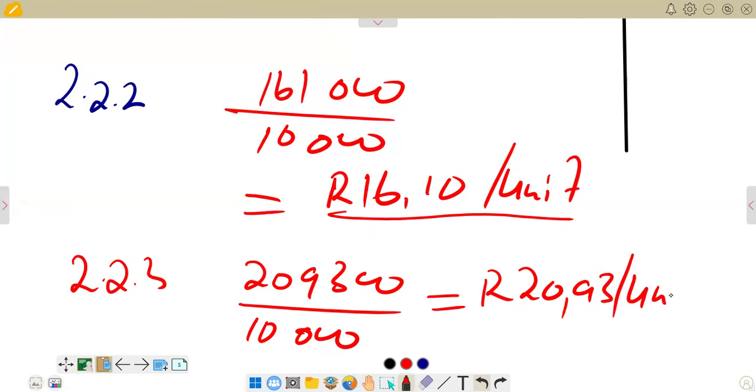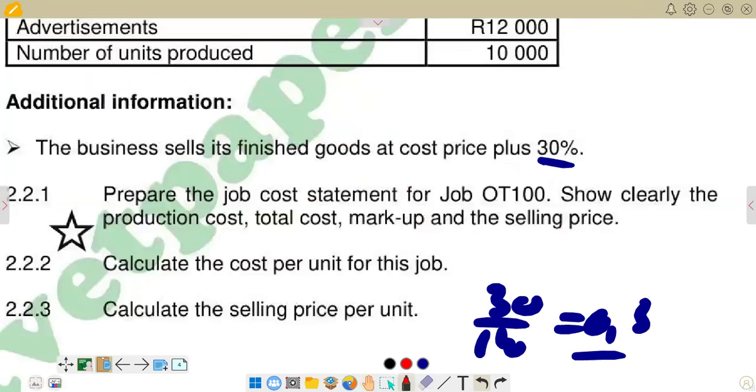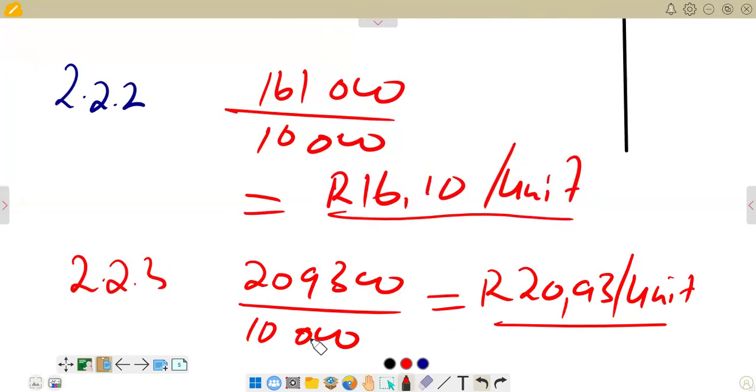So here we are saying 20.93 per unit. Remember the person is asking us, so we can go back to recheck the question. The question is saying selling price per unit. So we are saying total sales, and then we divide by the number of units, 10,000, then you get your selling price per unit, 20.93 per unit. So this is what we have according to this video.